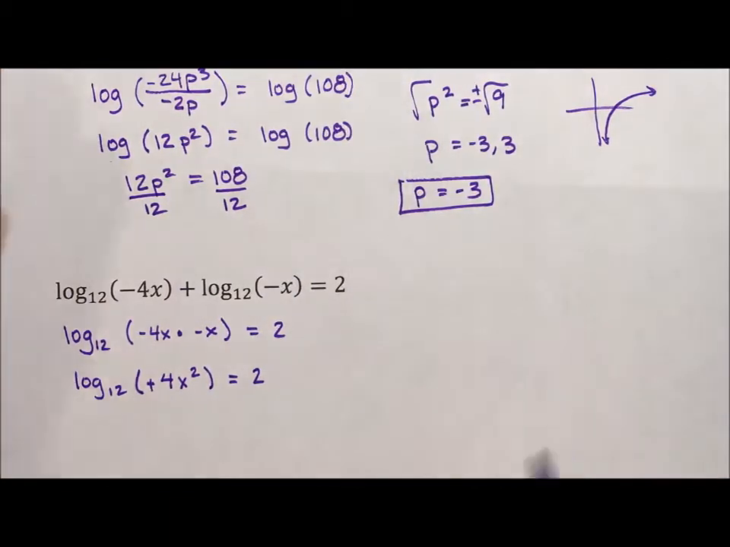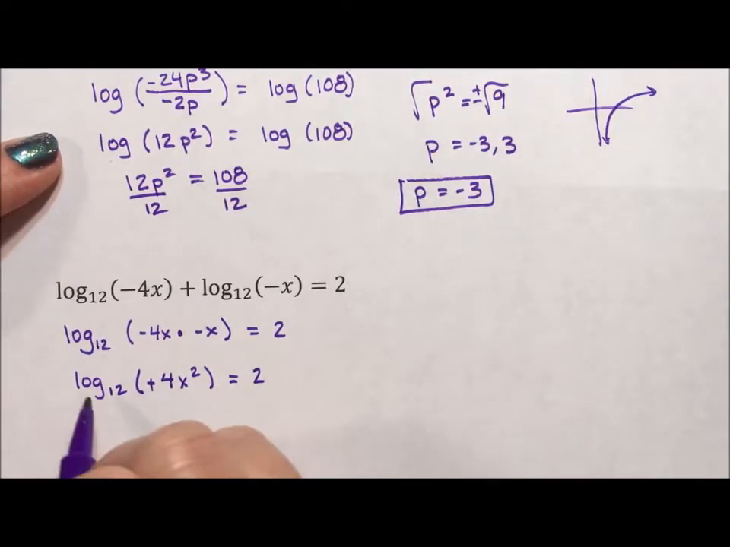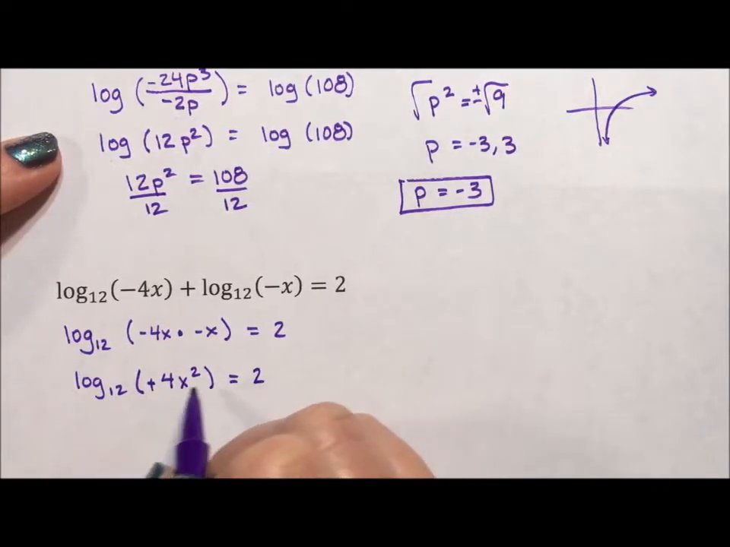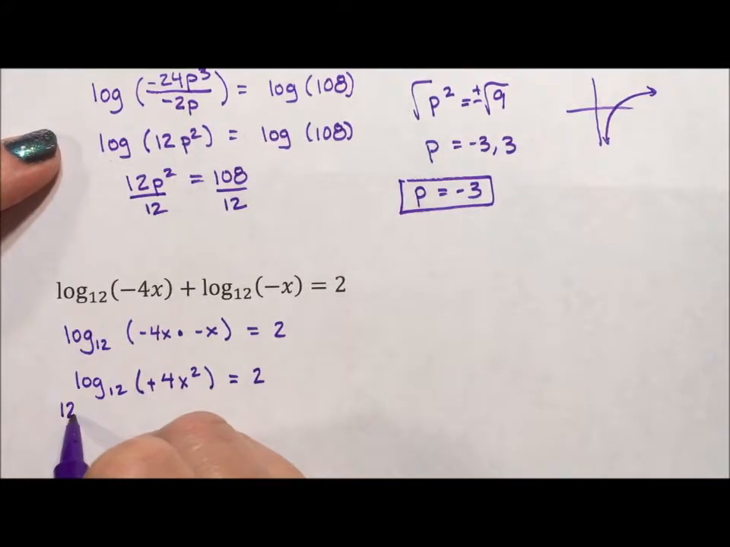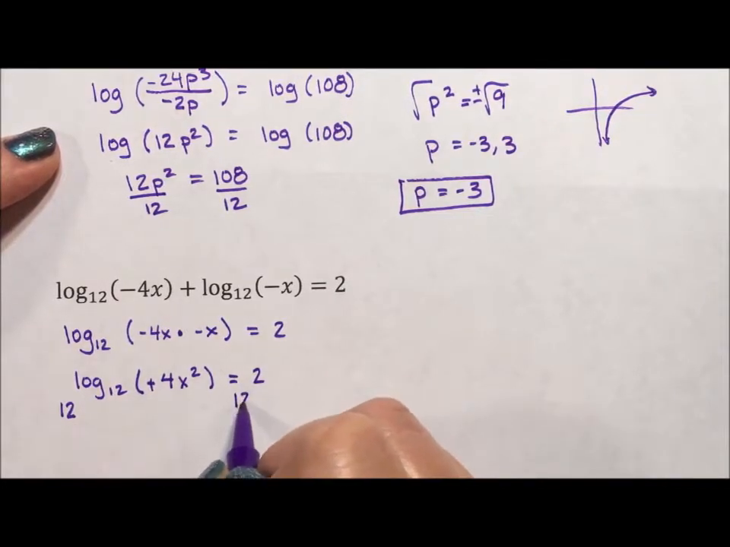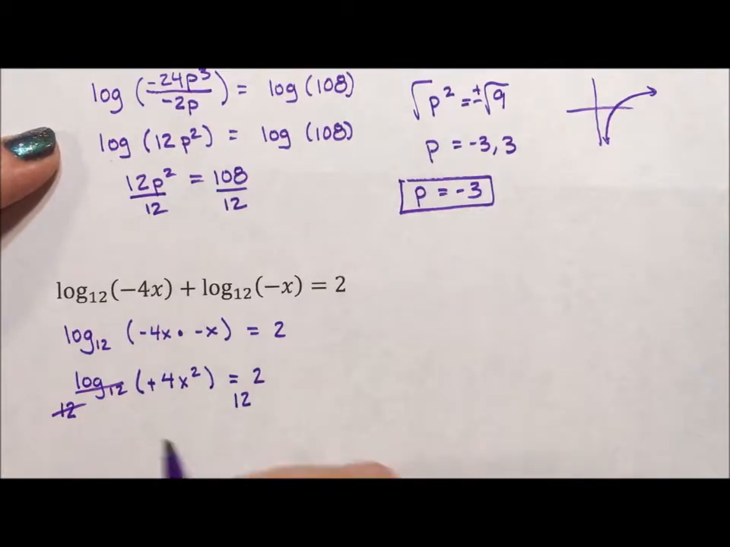Okay, so this one's a little different. Here we had logs on both sides, here we don't. But the rule says that the inverse of log base 12 is 12 to an exponent. So what we're going to do is take both sides of our equal sign and make them exponents to the base of 12, because 12 to the power of log base 12, these are inverses and undo each other. So on the left-hand side, these guys, there and back again, they undo each other, and I'm left with 4x squared, and 12 squared is 144.